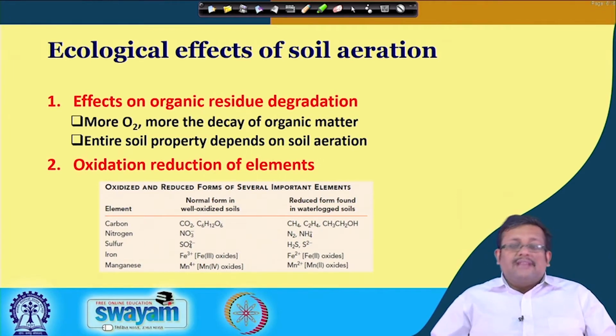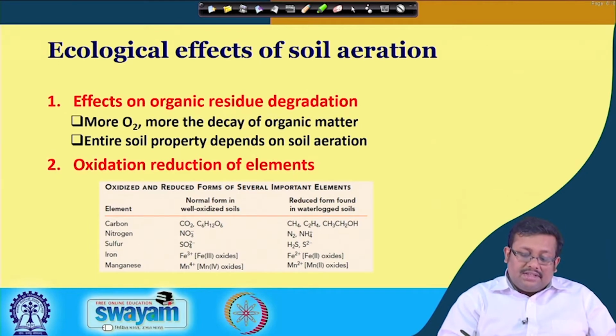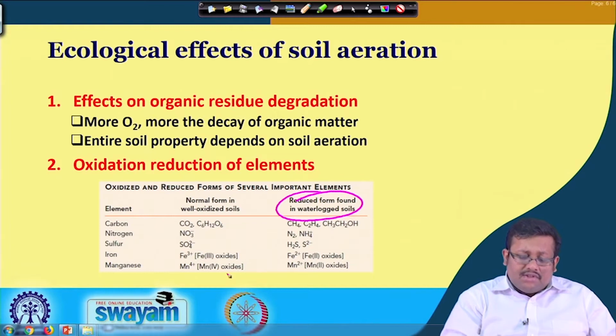As you can see in this table, these are different elements starting from carbon, nitrogen, sulfur, and then iron and manganese, and you can see their normal form in well oxidized soils, and their reduced form found in waterlogged soil. The normal form of carbon in well oxidized soil is carbon dioxide. In the case of nitrogen, it is nitrate. In the case of sulfur, it is sulfate. In iron, it is Fe3+ or ferric. In the case of manganese, it is Mn4+ or manganic.